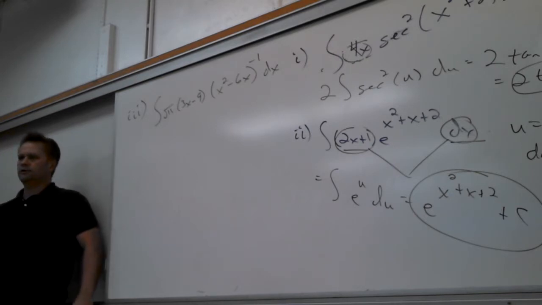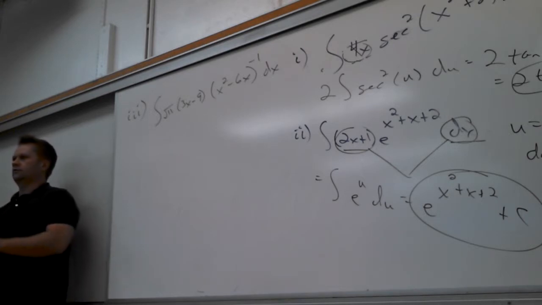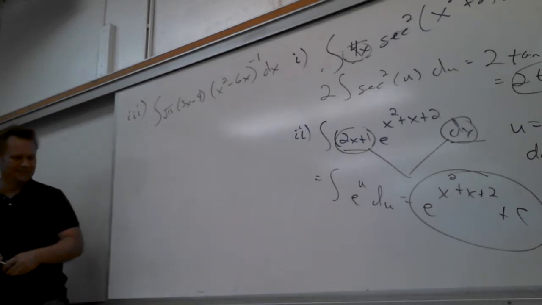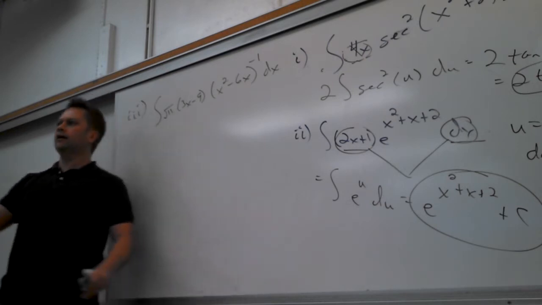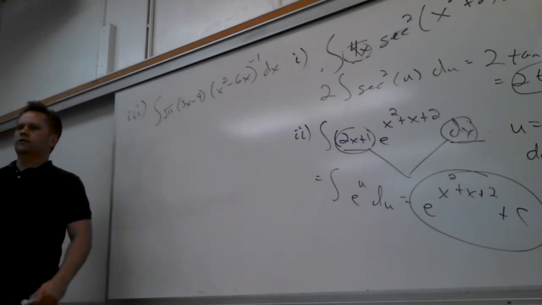This is the easy one. This is a gimme. Just like in the first one, this is the easy part, going backwards.